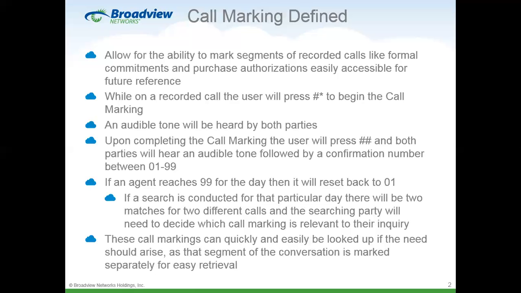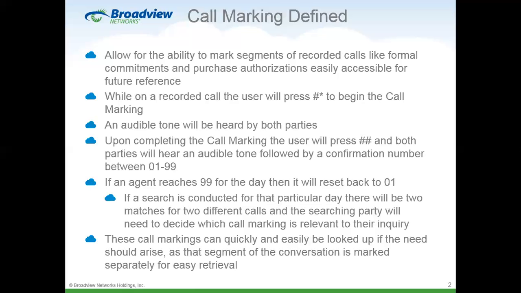So the way it works is, I'm on a recorded call with a prospect, and I say, do you agree to purchase this? At that time, before I have them say yes, I'm going to hit # to begin the call marking. There's going to be an audible tone that's heard by both parties. Then upon them completing and saying, yes, I agree to purchase this, you're going to hit #. Now, both parties, again, are going to hear an audible tone followed by a confirmation number between 01 and 99.